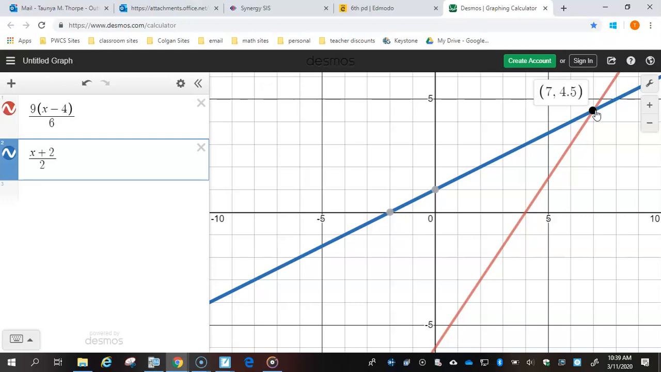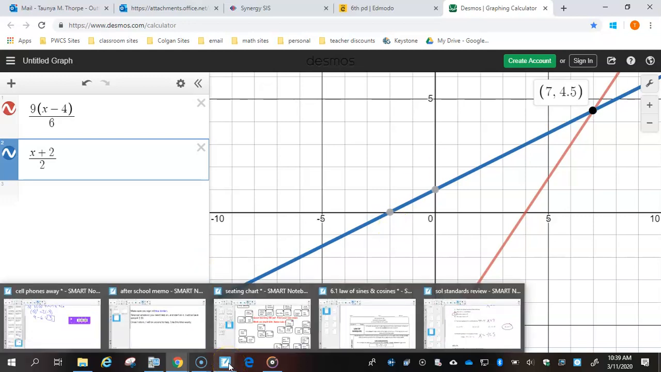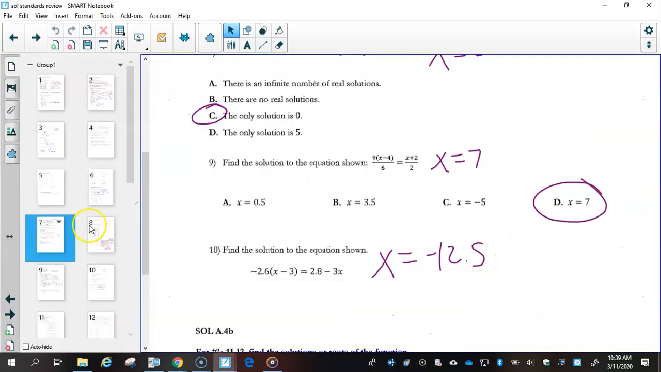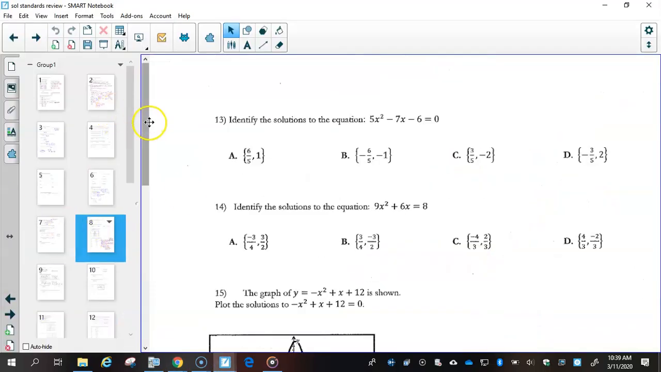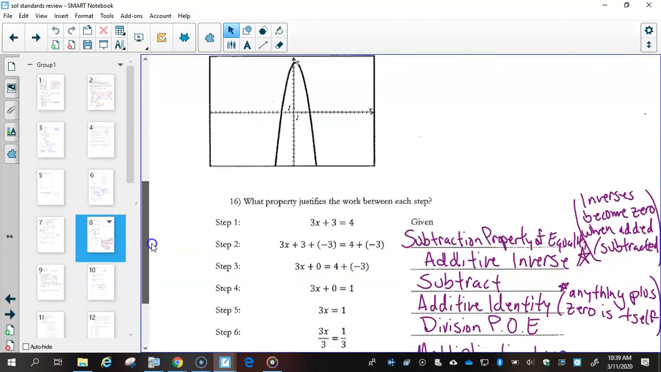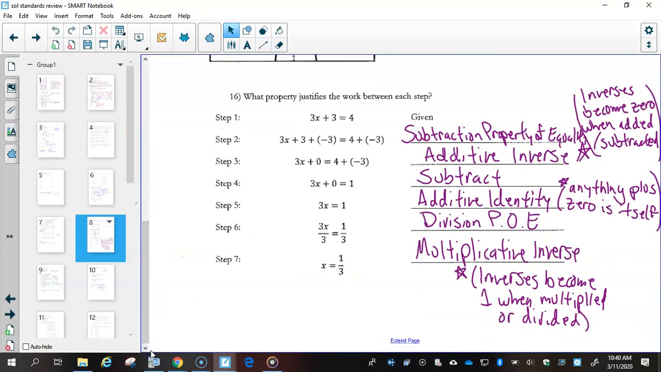Any other questions on 1 through 10? I know I had the answer to 16 up after the test last class, but just in case you did not see it.